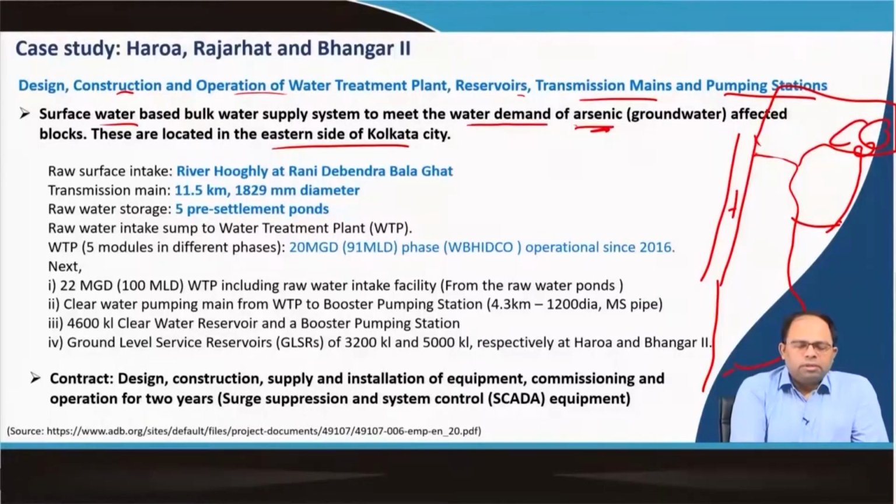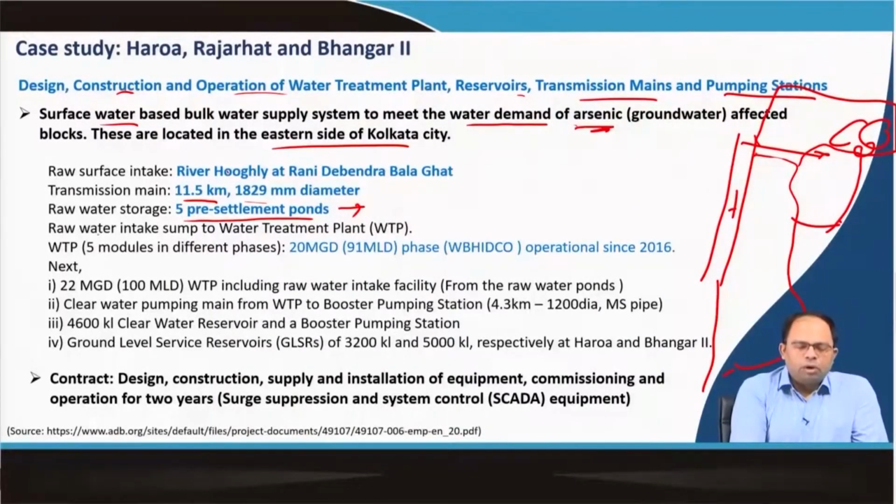This project also involved developing the transmission main, from river Hooghly directly to New Town, where the distance was 11.5 kilometers and pipes of around 1829 millimeter diameter were used. Raw water storage was first in 5 pre-settlement ponds. This is where pre-sedimentation, plain sedimentation, happens. So, 5 pre-settlement ponds were also there in the water treatment plant.